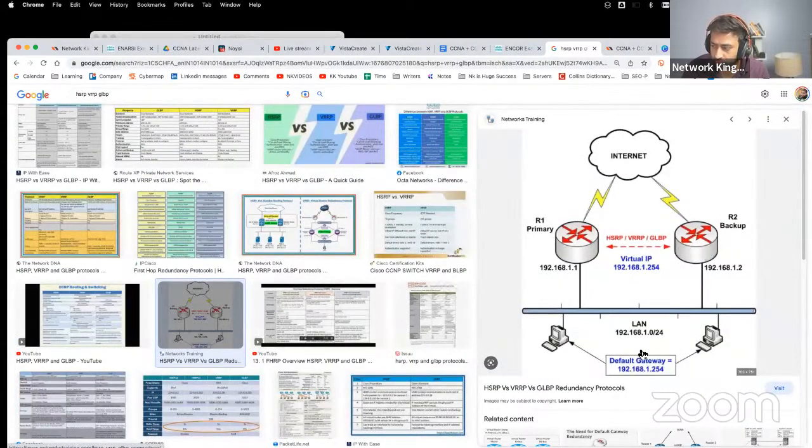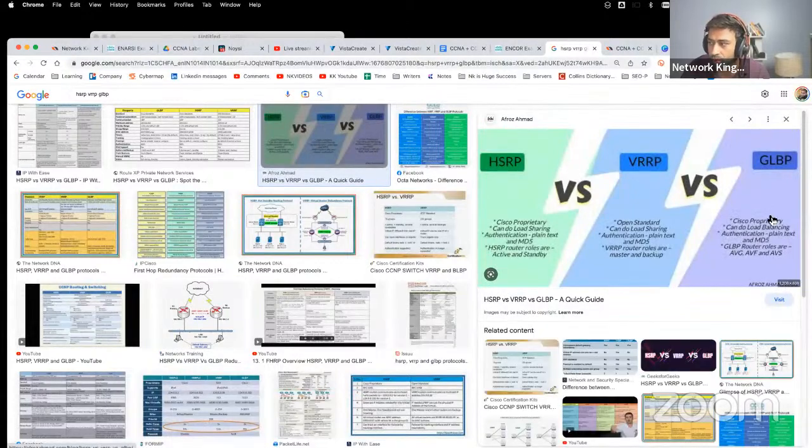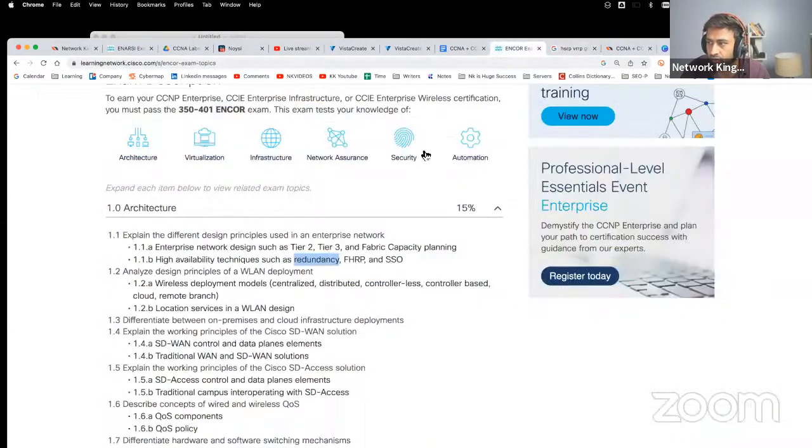Suppose your computer is going to the internet and one router fails. If your gateway fails, if your router fails, how is this computer going to forward all traffic to the second router? These technologies are called HSRP, VRRP, GLBP. So we are going to learn these three technologies.